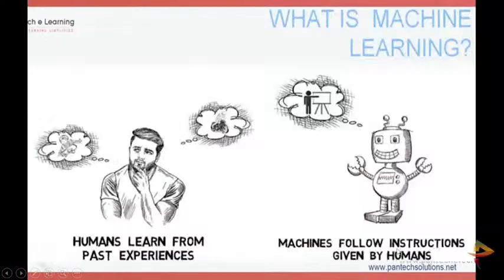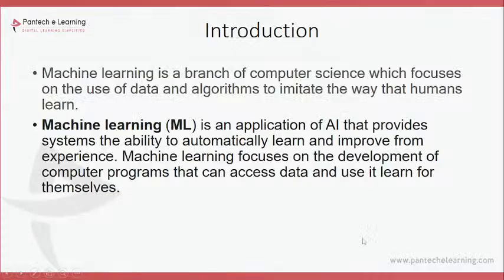So what is machine learning? In general terms, we are going to train a machine with some past data. Humans learn from past years of experience, whereas machines follow instructions given by humans. So in general terms, we are going to train the machines with some past experience. Here humans learn from past experience, and here machines follow instructions given by humans. So this is the introduction.